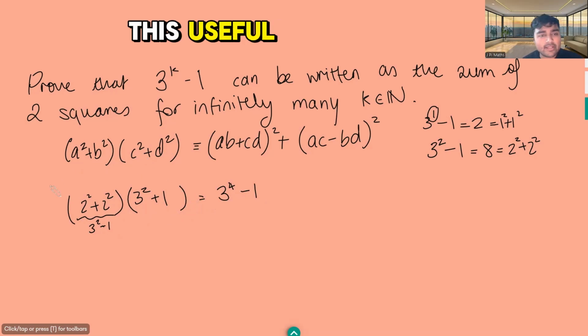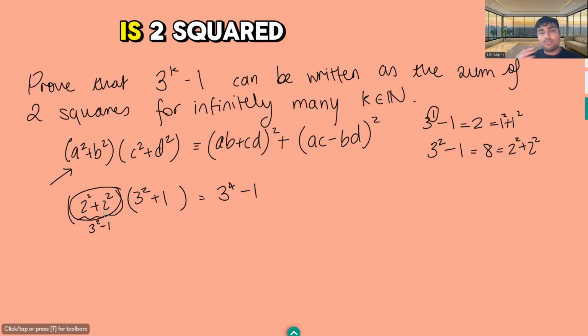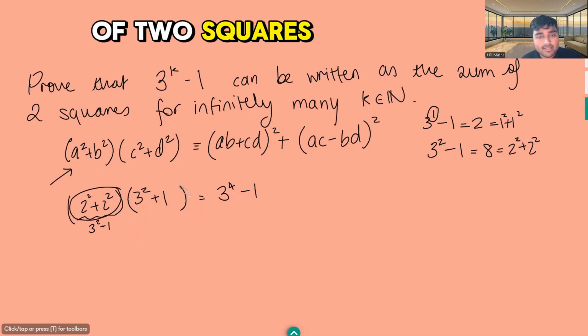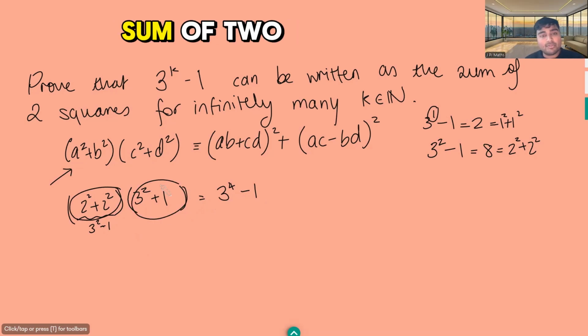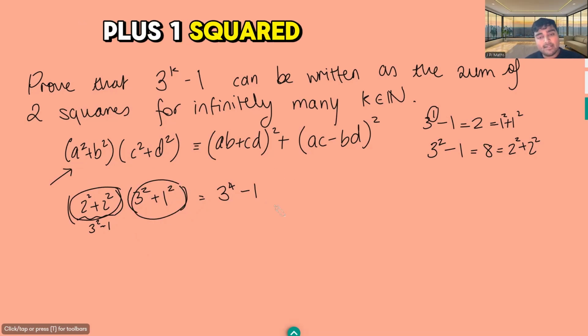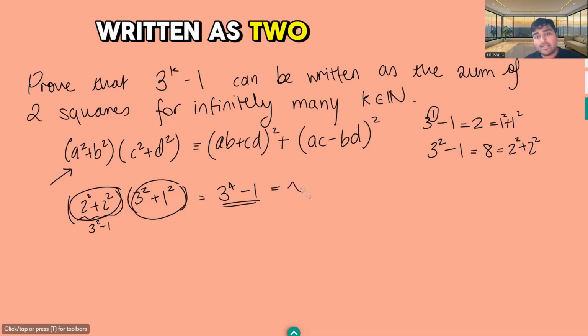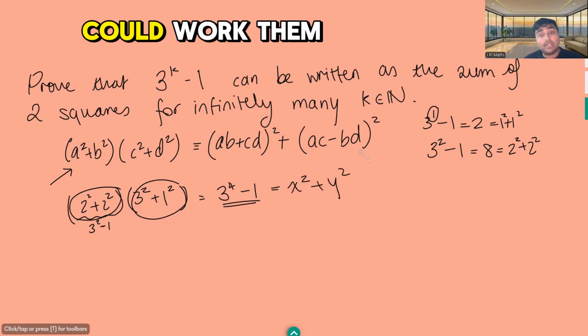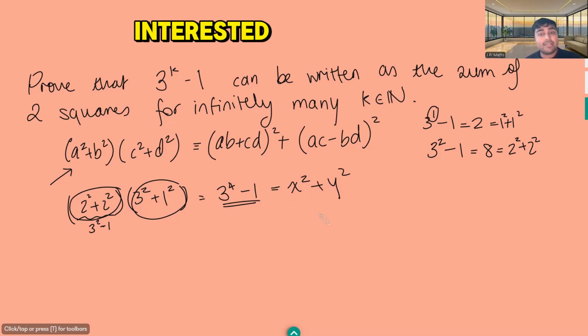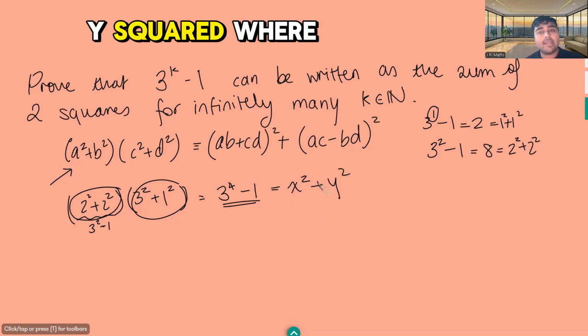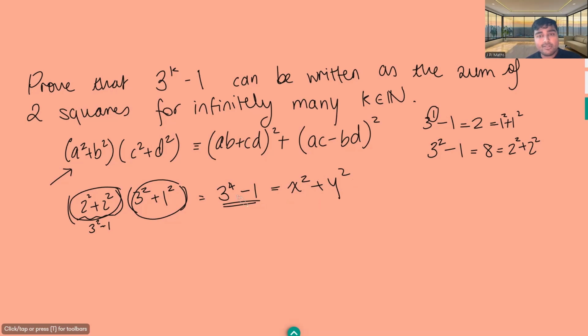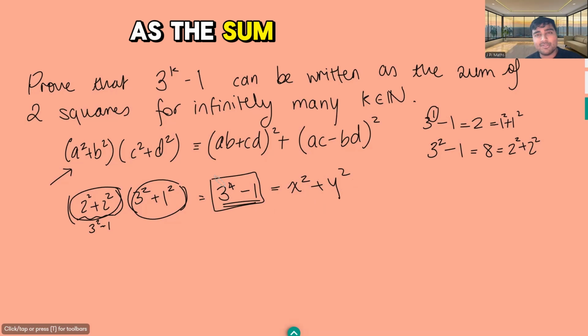Okay, why is this useful? Well, I can use this result here. I know that this thing is 2² + 2², so the sum of two squares. And this thing here is also the sum of two squares: 3² + 1². And so that tells me that 3^4 - 1 can be written as two squares added together. I don't know what they are. I could work them out, but I'm not too interested. It can be written as x² + y², where x and y are integers. So that means 3^4 - 1 can also be written as the sum of two squares. Maybe you can see where I'm going with this.